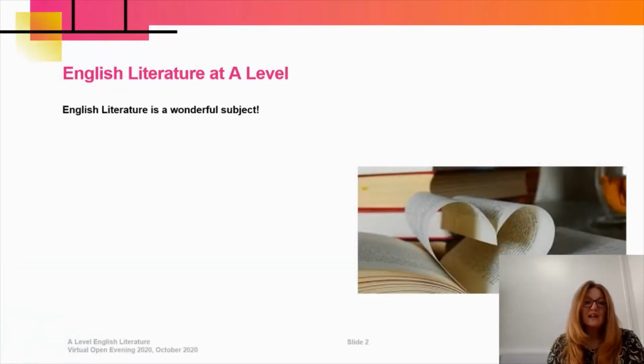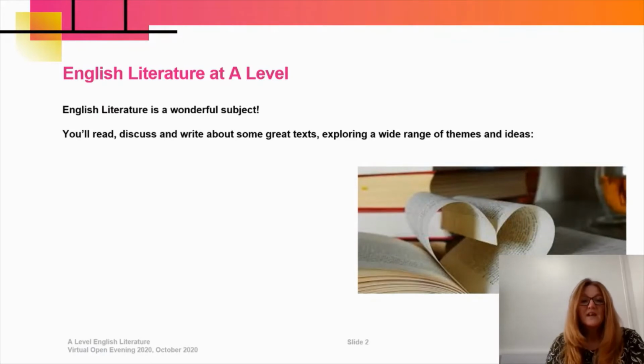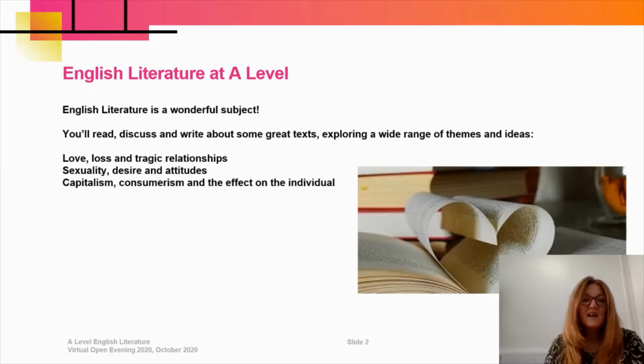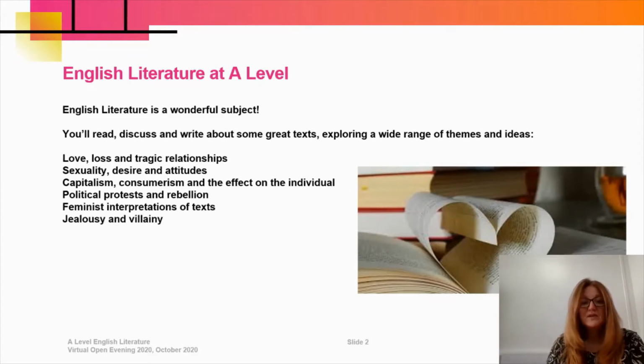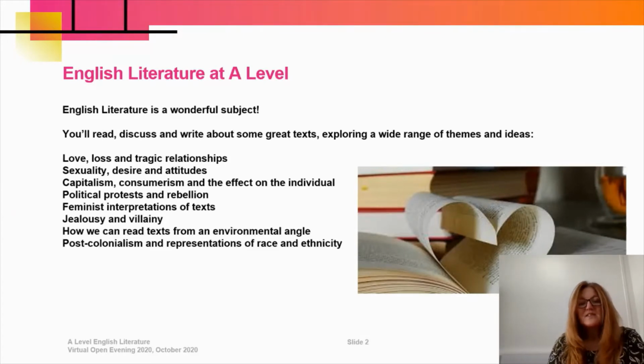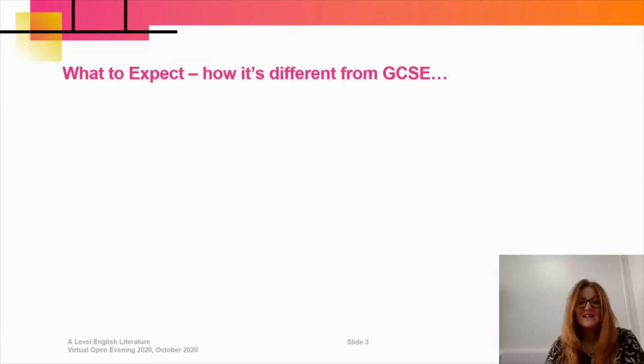English Literature at A-Level is a wonderful subject. You get to explore absolutely amazing texts. You look at a wide variety of themes and ideas that we understand as being very important to us as human beings, things like love and loss, sexuality, political protests, characteristics like jealousy and villainy. And we can also look at things from particular perspectives like post-colonialism and representations of race and ethnicity.